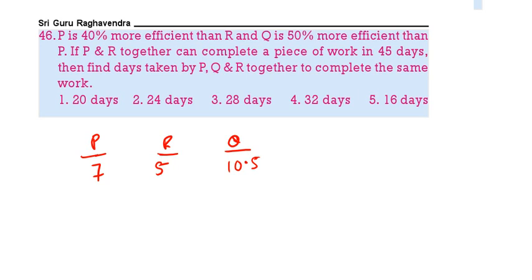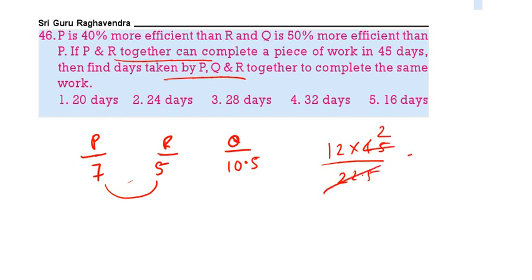This is Q. If P and R together, they will complete the work in 45 days. Then find the time taken by PQR. PQR it is 22.5. 7 plus 5, 12. 12 plus 10.5, 22.5. So this one 2 times. The work is completed in 24 days.